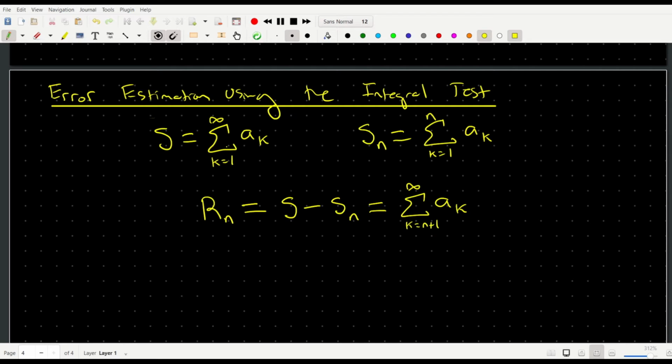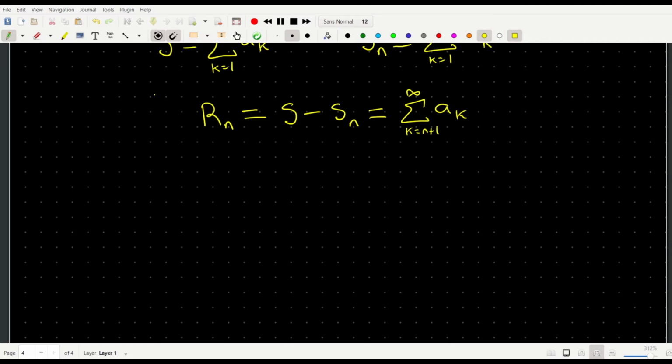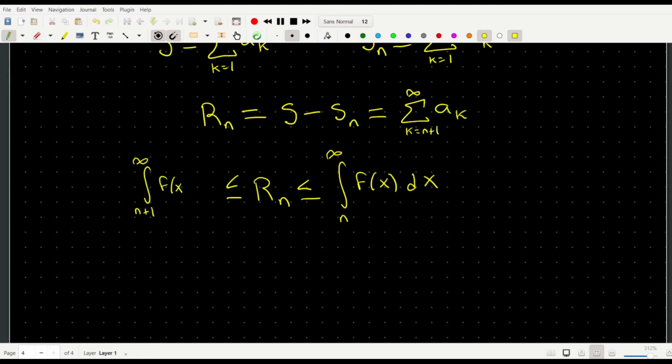So what we want to do is get a bound, an error bound, on this Rn. And it turns out that this Rn, the remainder, will always be bounded above by the improper integral from n to infinity of the function f of x, and it'll always be bounded below by the improper integral from n plus 1 to infinity of the function f of x.